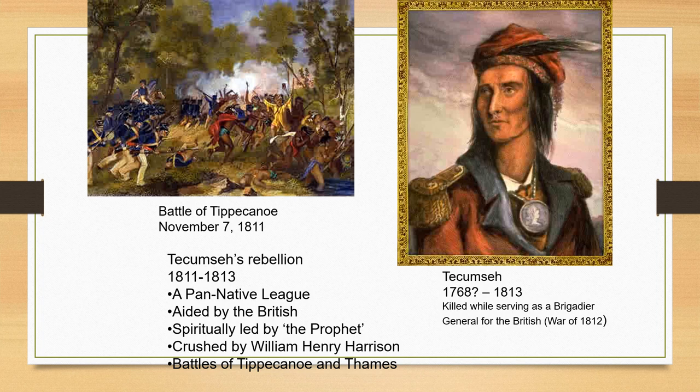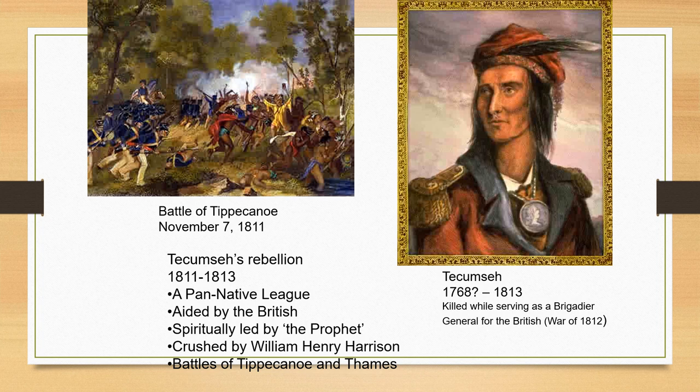Usually, I would go to the next slide, and I'd have a big slide on his brother, the prophet. But in the interest of time, we're not going to do that. The prophet was Tecumseh's brother, Tenskwatawa. Now, very briefly, Tenskwatawa was a spiritual leader. So we're just going to go by his nickname there, the prophet.